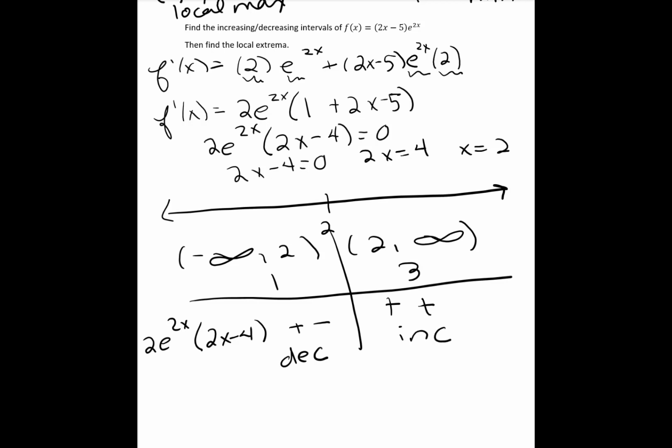So this function decreased from negative infinity to 2, and then it increased from 2 to infinity. Where did it change? It changed at 2. It went down, up. This is a min.